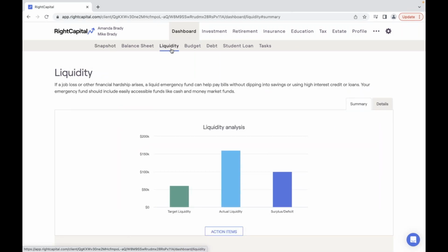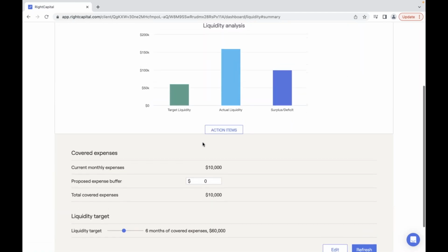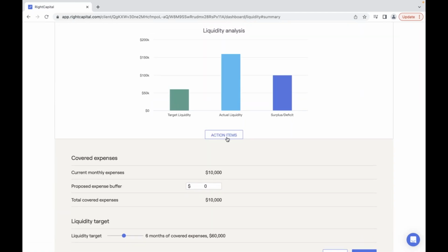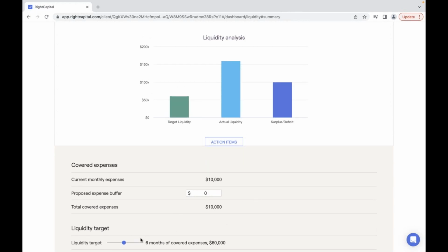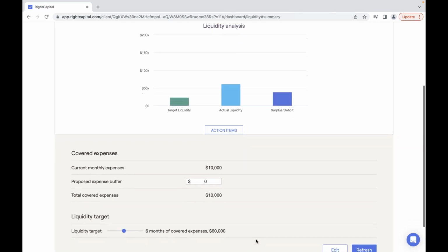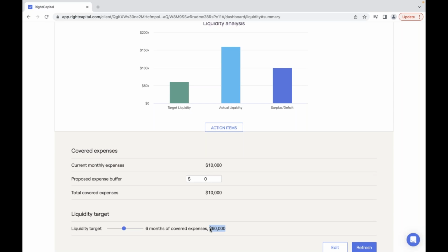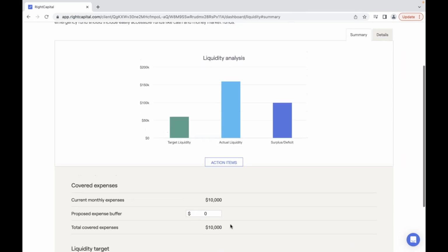And as I look to the liquidity module, Right Capital is going to be designed to talk through what the target liquidity looks like for this client, if maybe they want to have a certain amount of months of living expenses on hand to be comfortable with their current situation. Here I can indicate maybe they need 6 months of living expenses. I can see the actual liquidity of 160,000. I can see a target of 60. I can see a surplus of 100,000 in cash.